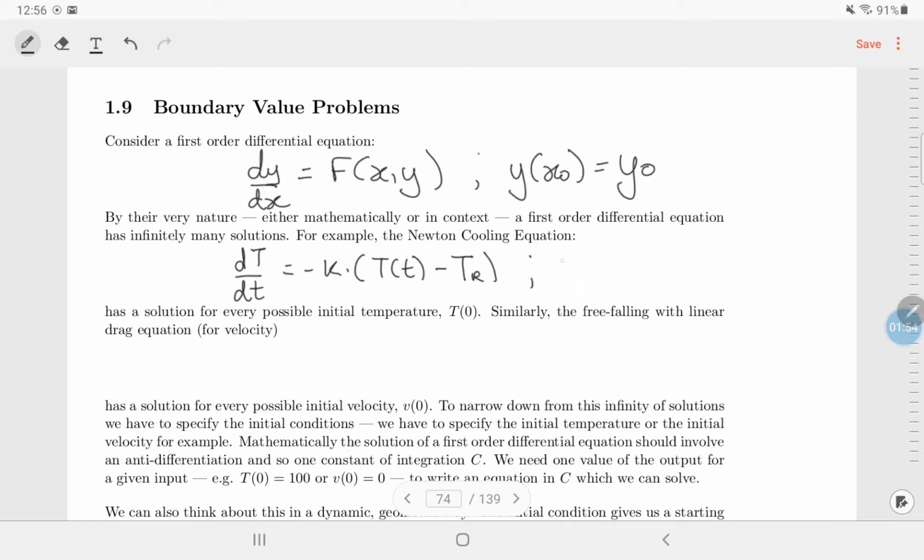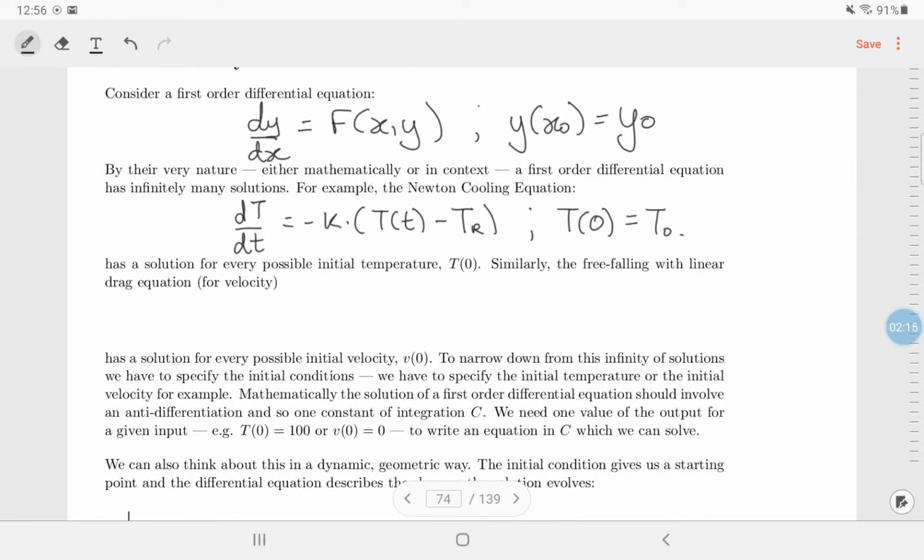But this is correct. Now, we have different initial temperatures, and each one has a solution. So there's infinitely many different initial conditions, and each of them gives you a slightly different solution. Okay, so I think we could probably write down the solution. You could probably solve that exactly using stuff you know from Marina's class.